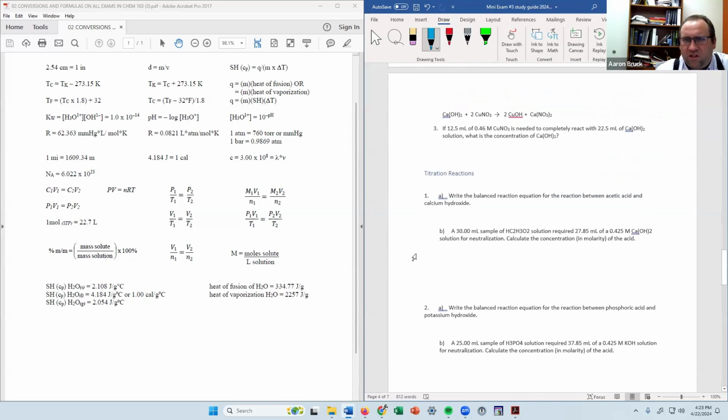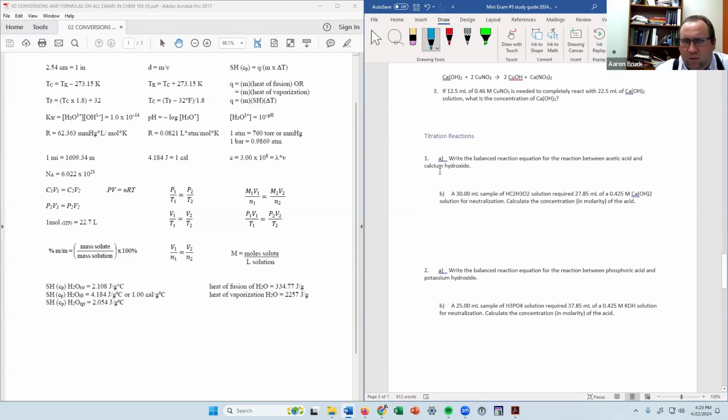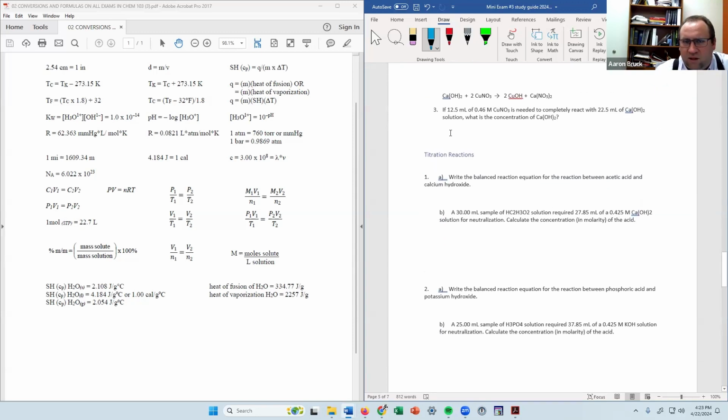All right, different reaction this time. We've got calcium hydroxide reacting with copper 1 nitrate to make copper 1 hydroxide and calcium nitrate. If 12.5 milliliters of 0.46 molar copper 1 nitrate is needed to react completely with 22.5 milliliters of calcium hydroxide, what is the concentration of the calcium hydroxide? Same exact kind of problem. All we need to do is set it up.